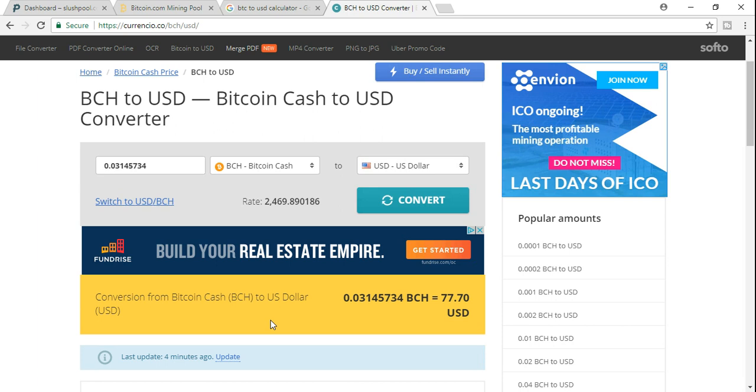I'm just going through my trials and my tribulations, and from what I see from having three machines running on the Slush Pool and three machines running on the mining pool, I'm making more money on Bitcoin.com mining the Bitcoin Cash.